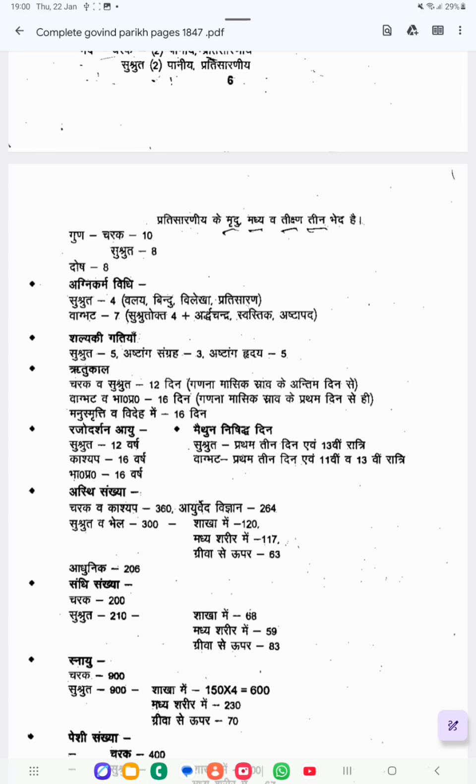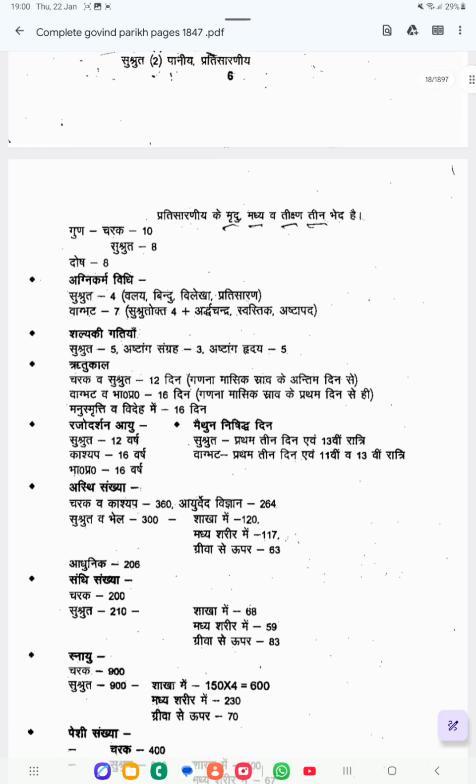Then Maithuna Nishiddha Dina. On which days is Maithuna, sexual intercourse, contraindicated? According to Sushruta, the first 3 days plus the 13th night. These days sexual intercourse should be avoided. So on those days you should not do it. According to Vagbhata, the first 3 days, then the 11th and 13th night. So on these days Maithuna is contraindicated.